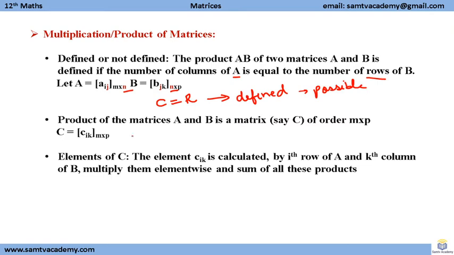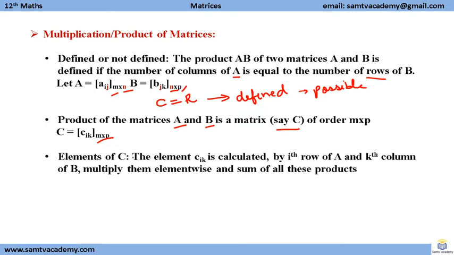Next, after multiplying, what will be the order of the product matrix? If we take the product of A and B, and suppose that matrix is C, then the order of that matrix will be what remained of A, which is the rows, and what remained of B, which is the columns. So the order will be m by p. The product AB will have order m by p.